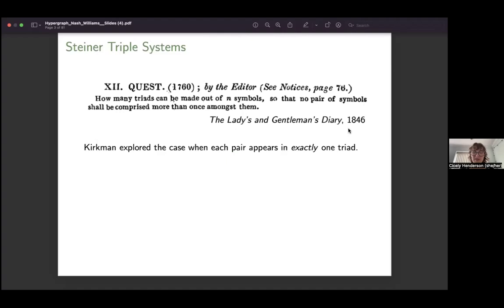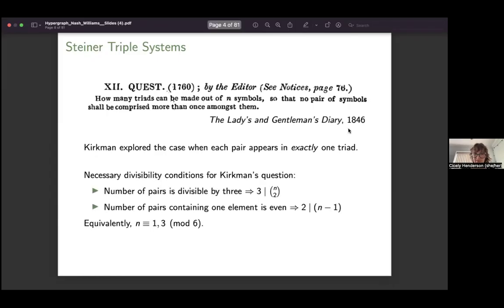Now, questions about combinatorial designs are some of the oldest in combinatorics. So, for example, here's a question from the Ladies and Gentlemen's Diary of 1846 that Kirkman asked. He was asking, how many triads can be made out of n symbols so that no pair of symbols shall be comprised more than once amongst them? Or maybe in some more modern language, if we have n symbols, we want to group them in groups of three so that no pair of symbols is together more than once. And in particular, Kirkman explored the case where each pair appears in exactly one of these triples.